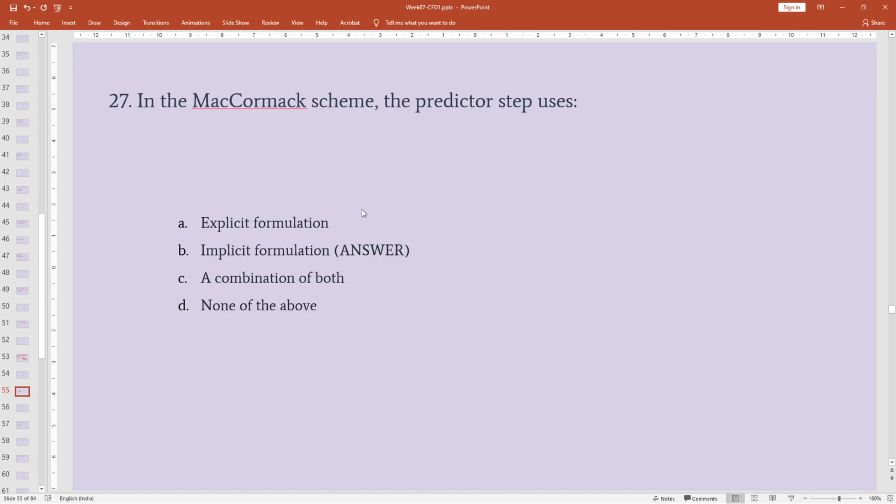Next question. In the McCormack scheme, the predictor step uses what type of formulation? We already said that McCormack scheme is a two-step, predictor corrector scheme. So this question is about what kind of discretization is used in the predictor step of the McCormack scheme. Options are: option A, explicit formulation; option B, implicit formulation; option C, a combination of both; option D, none of the above. You can try answering the question.